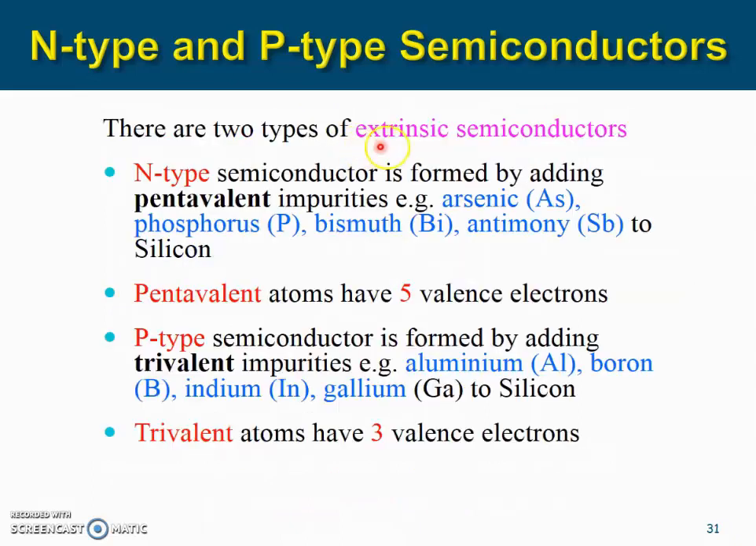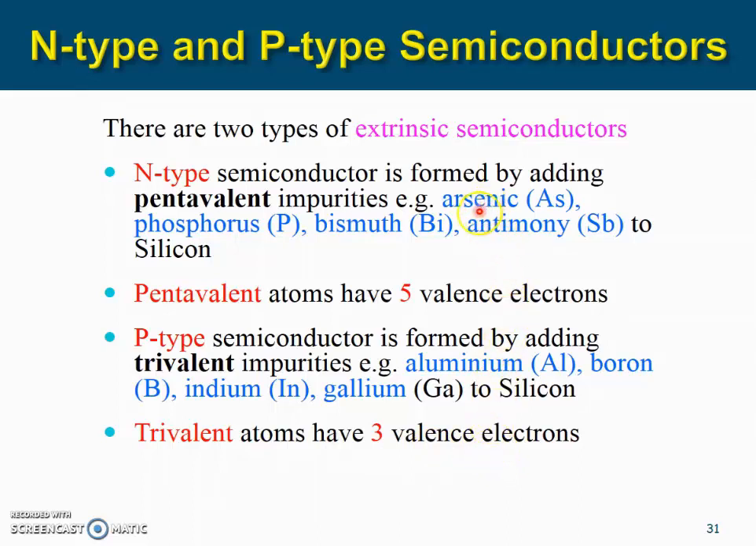There are two types of extrinsic semiconductor. One is N-type, one is P-type. For N-type semiconductor, we add pentavalent impurities. They are atoms with 5 valence electrons. For P-type, we add trivalent impurities. They are atoms with 3 valence electrons only.